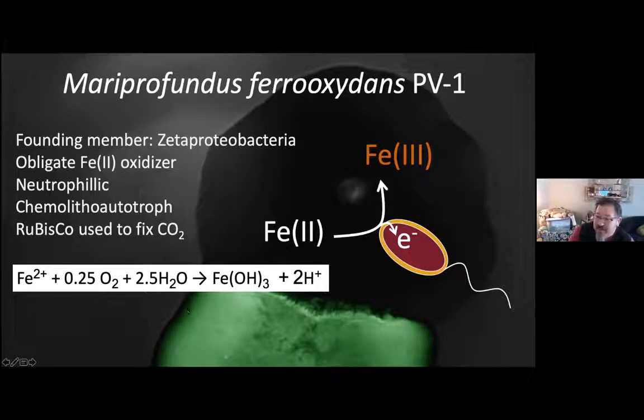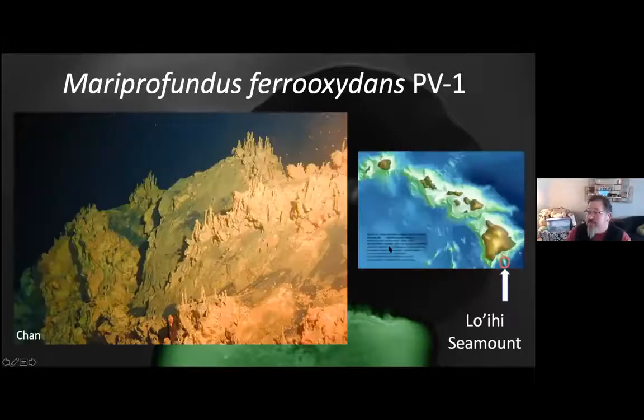So this is the metabolism. It's taking iron 2 with a little bit of oxygen and making iron oxide. And instead of an electron going out of the cell, this electron is coming into the cell.